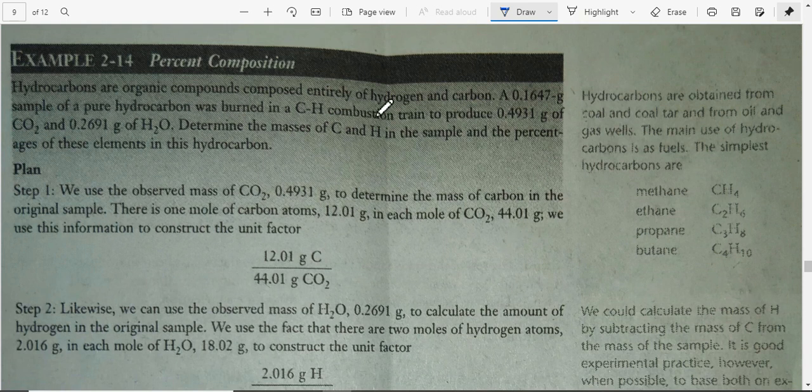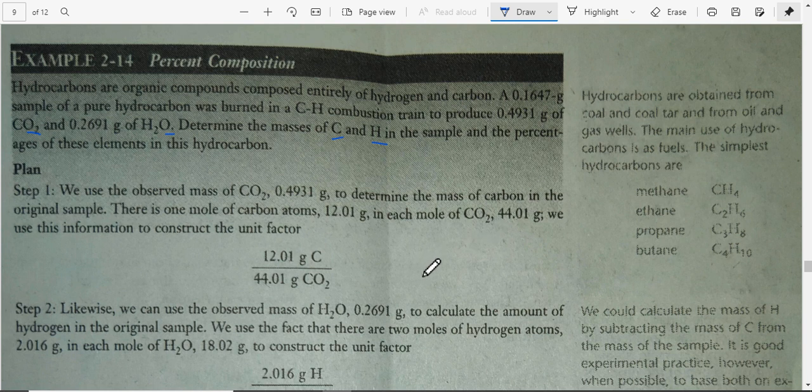0.164 grams of a sample of a pure hydrocarbon was burned in a CH combustion train to produce 0.4931 grams of carbon dioxide and 0.269 grams of water. Determine the masses of carbon and hydrogen. So it is only carbon and hydrogen being asked, not oxygen. In the same sample, find the percentage of these elements in this hydrocarbon.